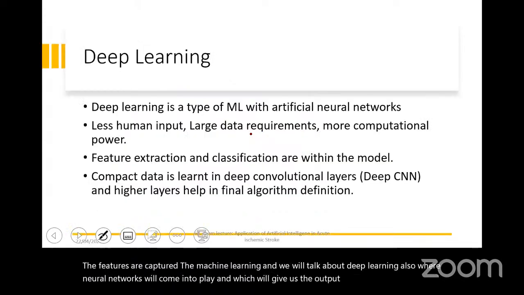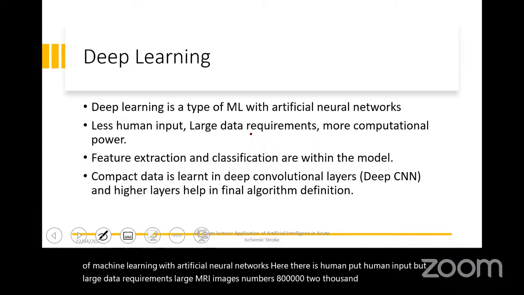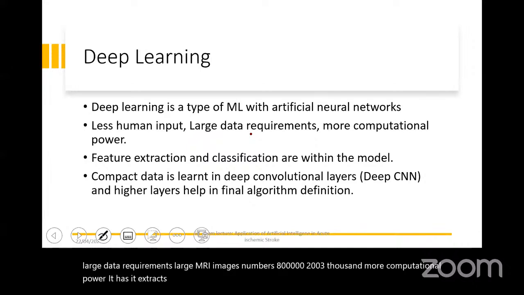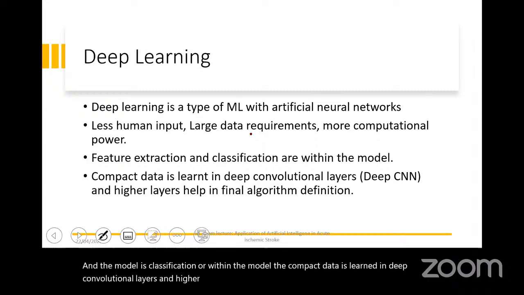So deep learning is a type of machine learning with artificial neural networks. Here there is less human input, but large data requirements, large MRI images, numbers 800, 1000, 2000, 3000, and more computational power. It extracts the features and the model does classification within the model. The compact data is learned in deep convolutional layers, and higher layers help in final algorithm definition. So that means there are 2 or 3 or 4 layers, which you can see in the next diagram.